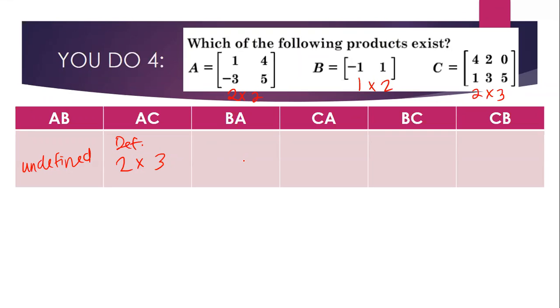What about B times A? It will be defined, and it would produce a 1 by 2. Good job. What did you get for C times A? Undefined. And what did you get for B times C? Perfect, defined. It's a 1 by 3. And what did you get for C times B? Undefined. Okay, how do we feel? Doable?